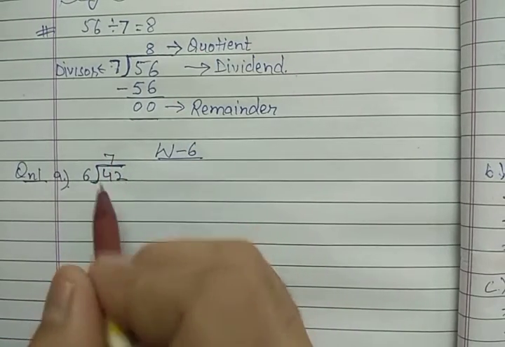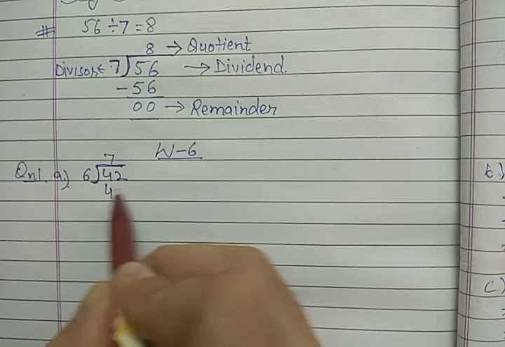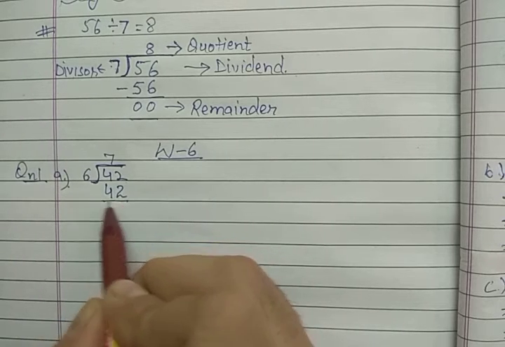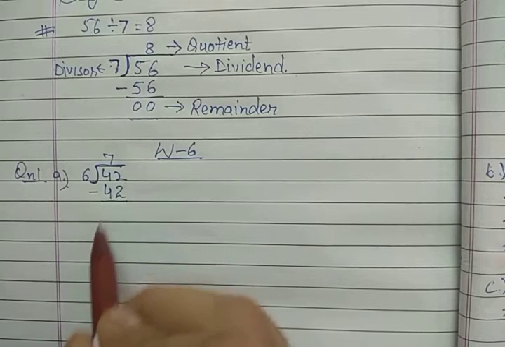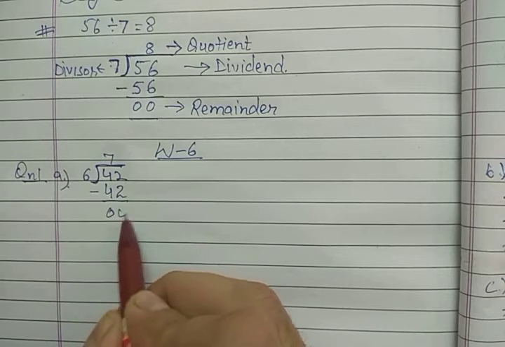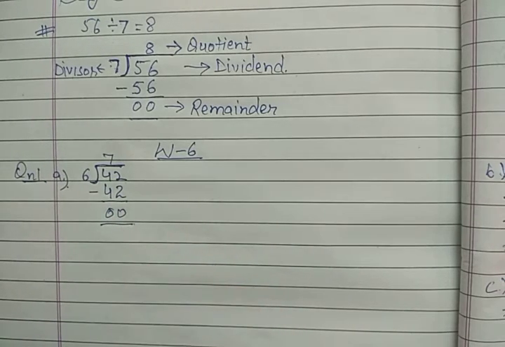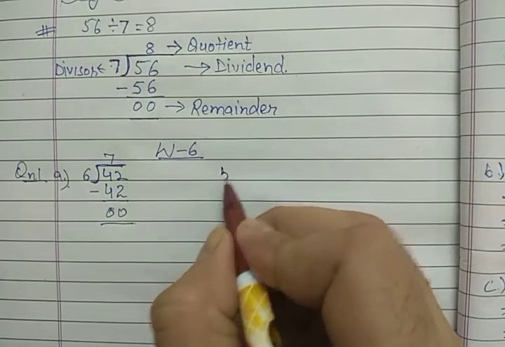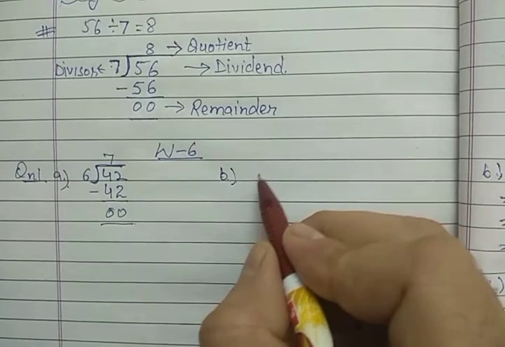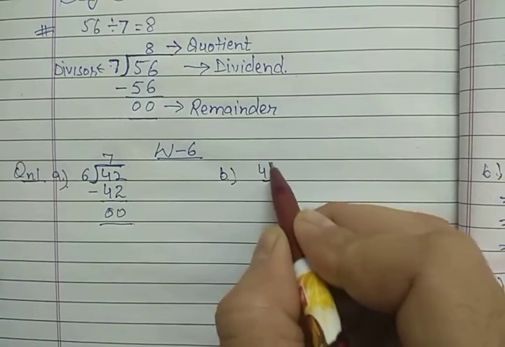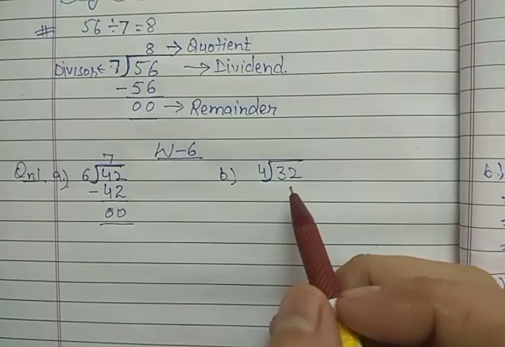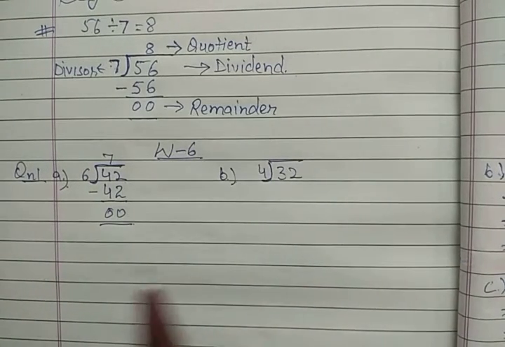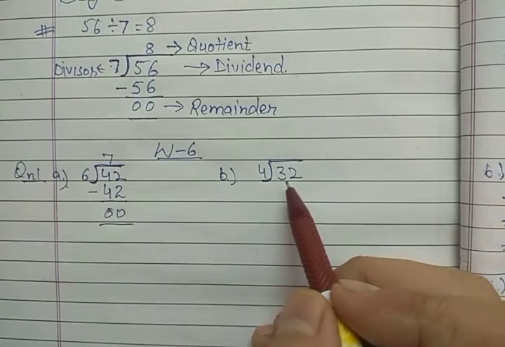So 6 7s are 42, and then what is our next step? In the next step we have to subtract. So subtract it, what is left is 0. So this is our remainder. Now the B part. 32 divided by 4. So what is the divisor and what is the dividend here? Here the divisor is 4 and the dividend is 32.